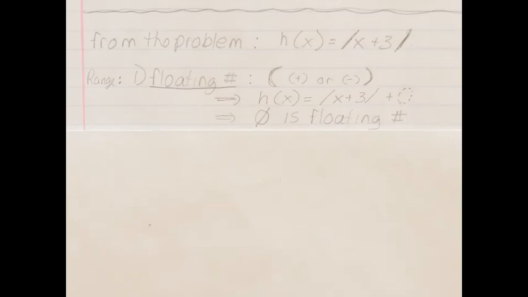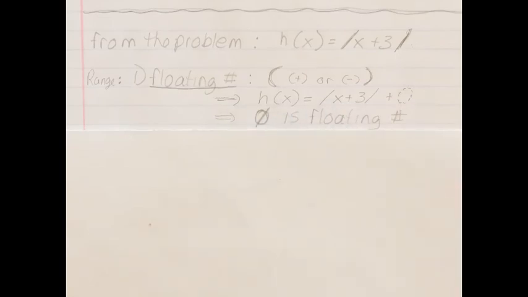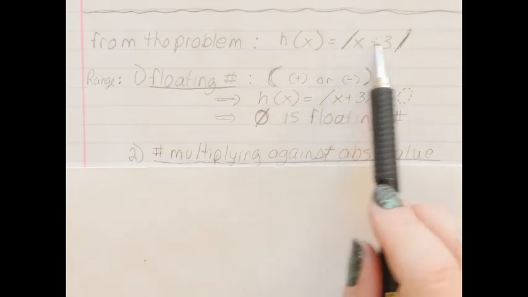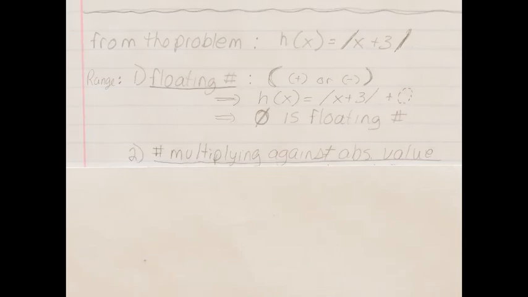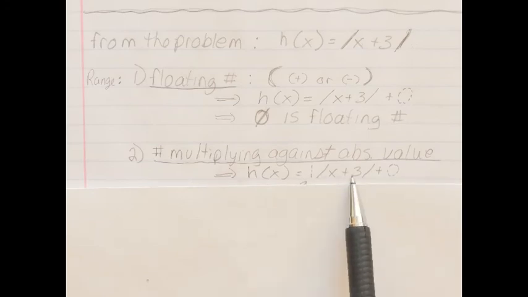So you found your floating number. Great. Now that you found your floating number, that's only one step. We know that 0 in and of itself is going to be one of the numbers we're going to use for our interval notation for range. Let's go to the number multiplying against the absolute value. Well, I don't see anything multiplying against this absolute value, but there is, you just don't see it. And that's a positive 1. So there is a positive 1 times this absolute value plus your floating number.